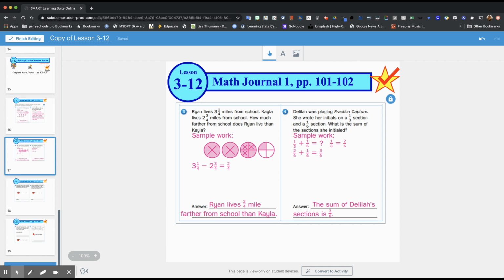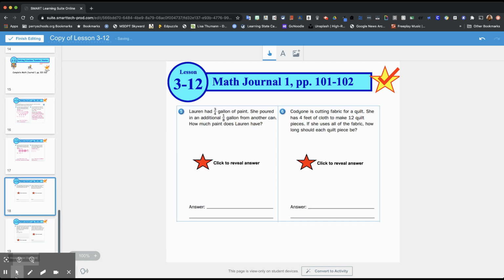You can see that they were doing 1/3 plus 1/6, so they created some equivalent fractions. They turned 1/3 into 2/6 so that they both had a denominator of 6 and got 3/6. You could also say 1/2 if you wanted to reduce that. So the sum of the lattice sections is 3/6.